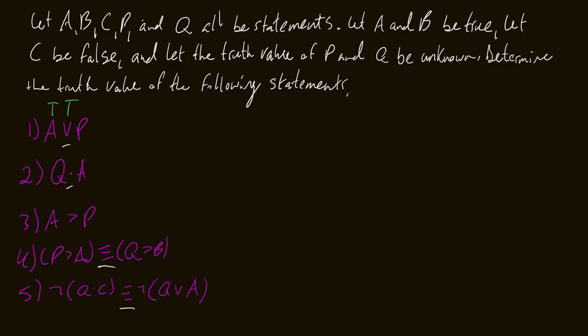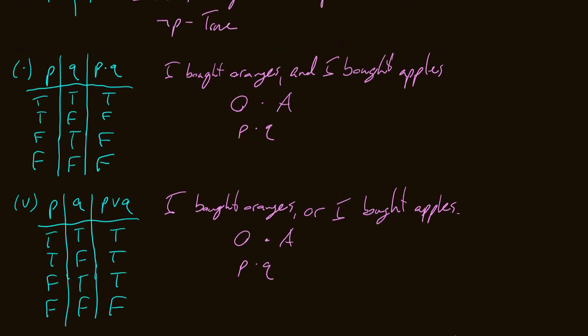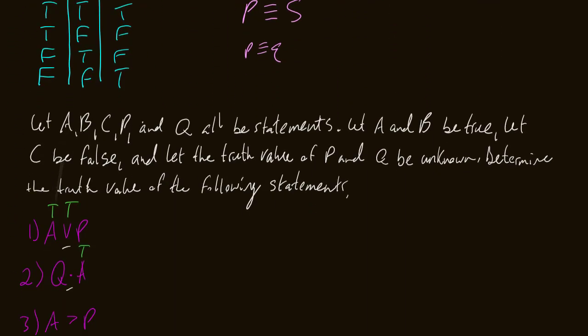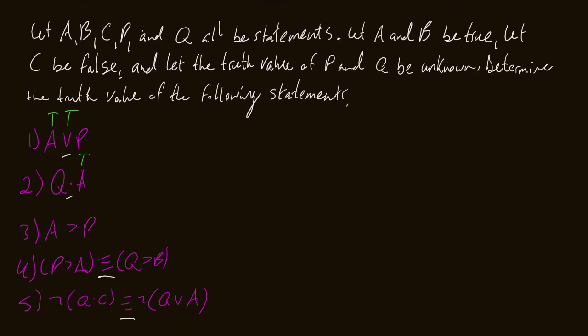So, we don't know what the value of Q is, right? But we know that A is true. Well, it turns out that that's not enough information to determine this truth value, remember? Because let's look at our dot. P and Q is true only when P and Q are both true. If one of them is false, then the entire statement is false. So we know that A is true, but we don't know what Q is. And the entire statement Q and A, its truth value depends on what Q is. So since we don't know what Q is, we're just going to cross that out and say unknown. It's impossible to determine, right?